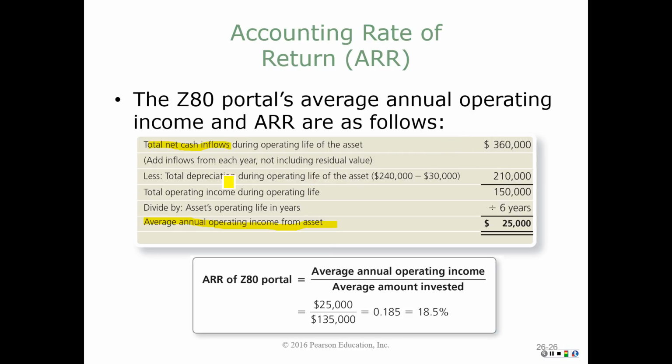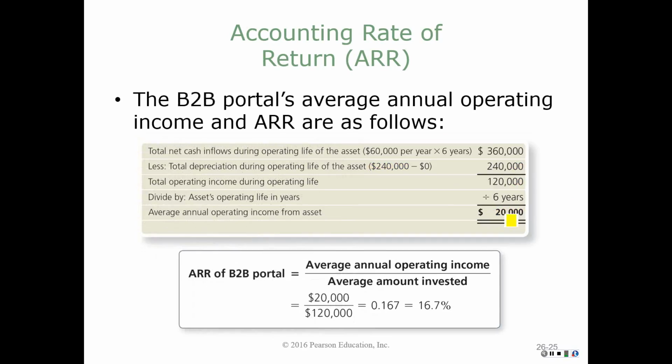Then we want to back out, once again, depreciation. We started with a $240,000 investment. It has a $30,000 residual value, so we're only going to depreciate $210,000 worth of this machine or portal. So if I take my cash flows less my depreciation, my total operating income that I think I'm going to generate over the useful life of this asset is $150,000, and we think we'll use it 6 years. So now my average annual operating income is $25,000 compared to the $20,000 that we had with the B2B.